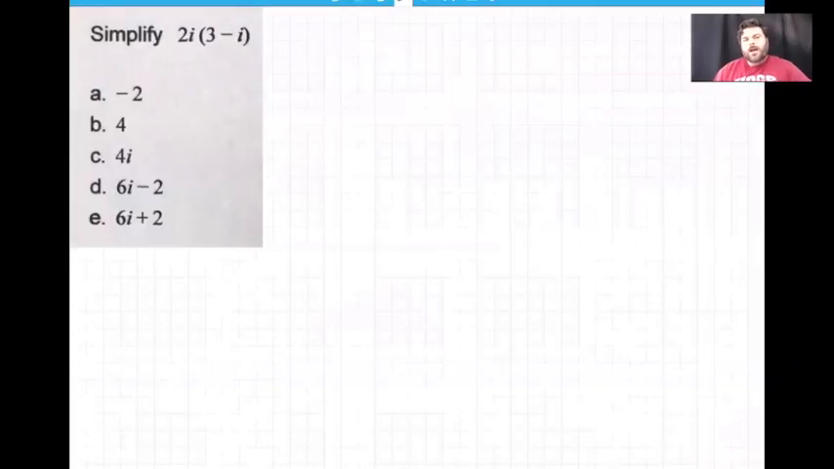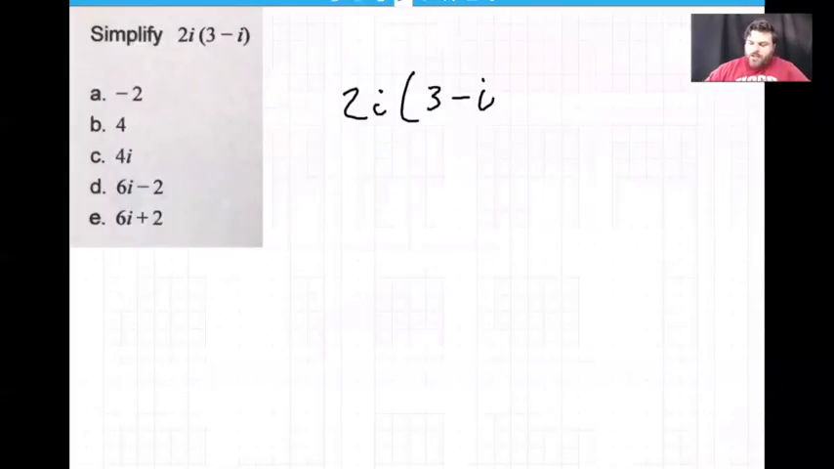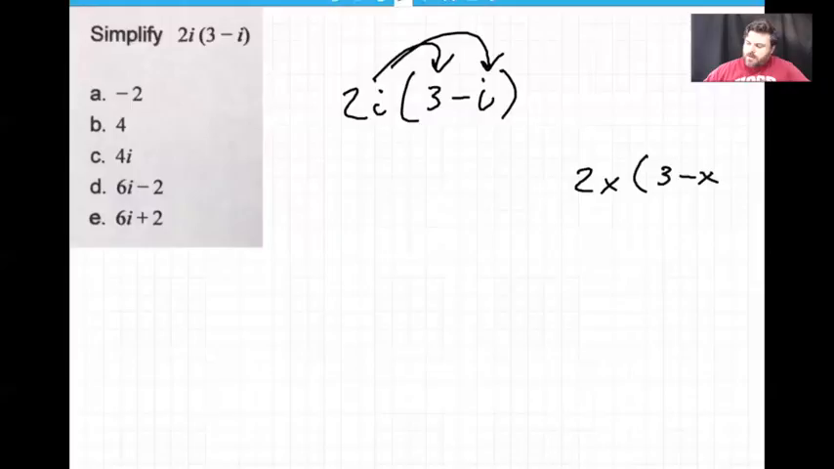All right, so 2i times 3 minus i. If I'm looking at this problem, it looks like I should distribute, right? Because I've got 2 terms inside of parentheses with a product, a multiplier out front. So I just do that, 2i times 3. Remember, guys, this works just like x's. Okay, you can work i's just like x's.